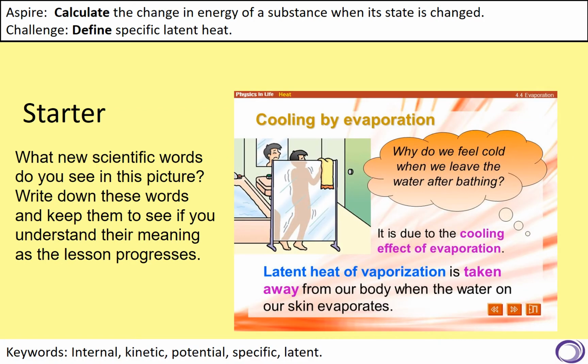Starter for today, I just want you to have a look at this picture on the other side of this person coming out of a bath, and I want you to write down any words that you don't understand in that text. So we've got cooling by evaporation. Do you know what evaporation means? Do we know what cooling is? And then do we know what latent heat of vaporization is? And just write those down on your piece of paper or in your book. And when we go through them, then you can add them in. I'll give you 30 seconds. Off you go.